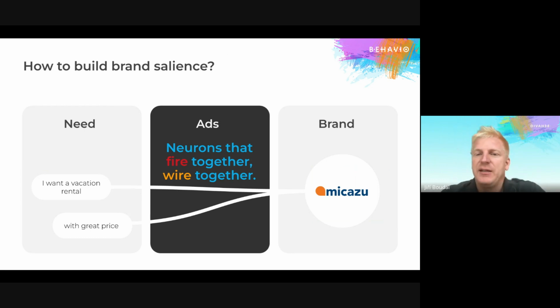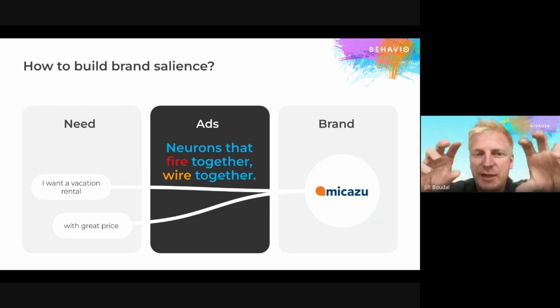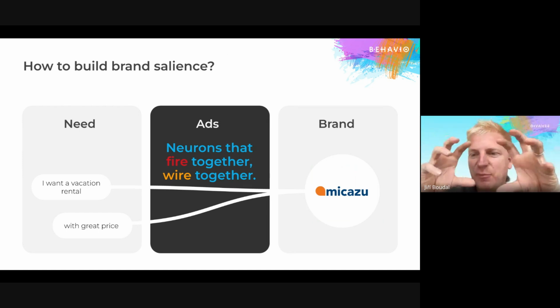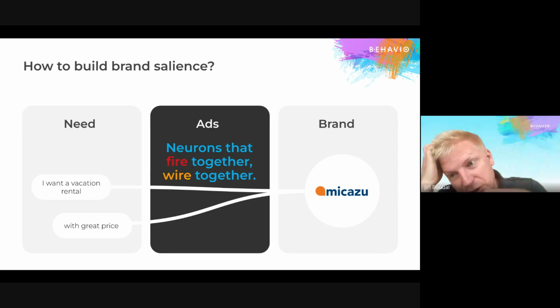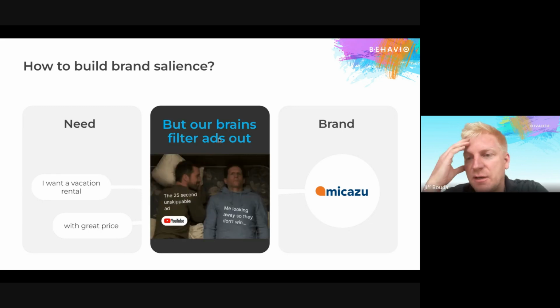So technically, if you only show together the need and the brand in your ad, in your communication, something is already happening, and your brand salience should be growing a little bit. The problem is that we don't want to watch ads. We're filtering most of what we are shown. We don't want to see that. And that's why there's a third important part in ads, and that is emotional response.